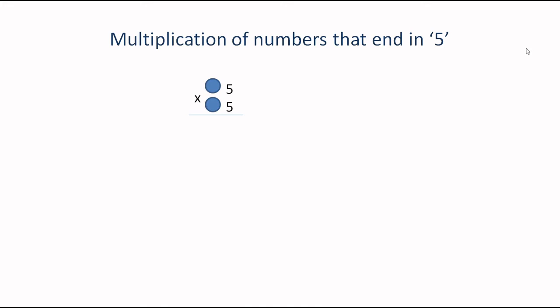If we take such numbers, 45 and 65, to multiply this, let us consider that the result will have two parts. One is the left hand side of the result and the other one is the right hand side of the result. First we will look at how to get the left hand side. So we will take the digits other than 5 from the numbers, 4 and 6, and we will multiply those two numbers. 4 into 6 is 24.